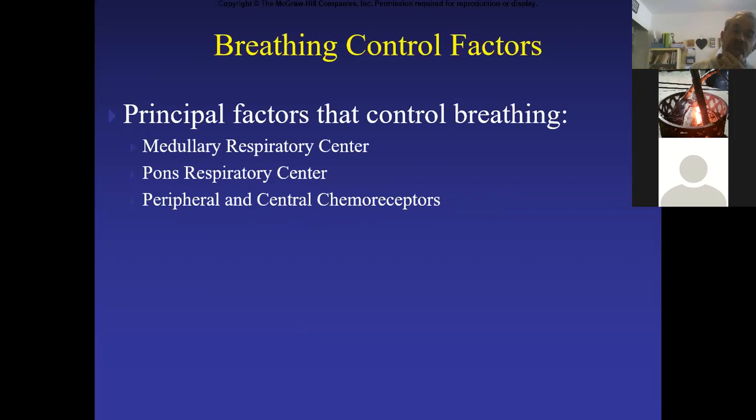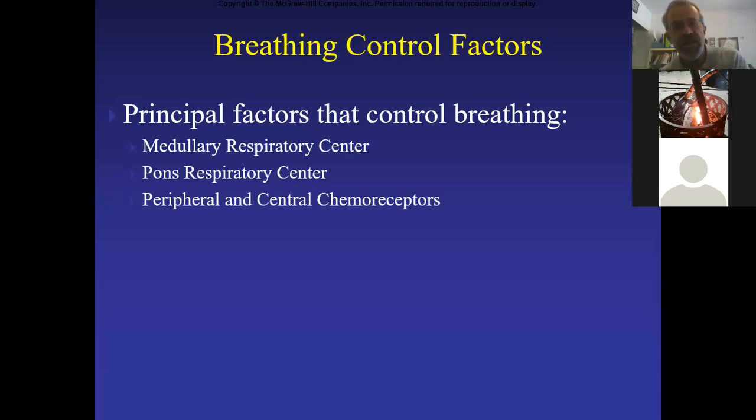First, of course, the main one is what we call the medullary respiratory center. That's just a fancy term for a region in the medulla oblongata that basically has neurons called inspiratory neurons that fire signals that ultimately stimulate the muscles. And we'll talk about that. So the medulla oblongata is really responsible for the basic rhythm of breathing.